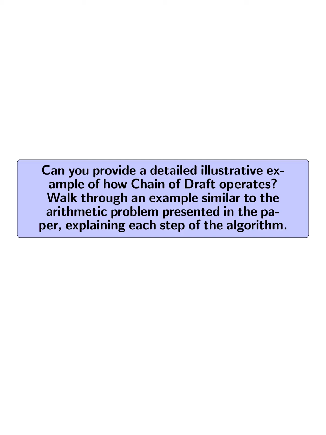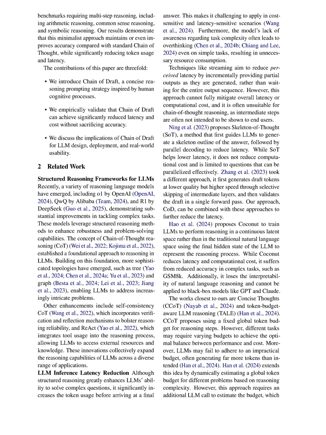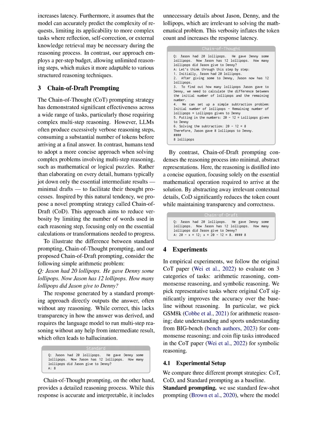Can you provide a detailed illustrative example of how chain of draft operates? Walk through an example similar to the arithmetic problem presented in the paper, explaining each step of the algorithm. To illustrate how chain of draft COD operates, consider the arithmetic problem. Jason had 20 lollipops. He gave Denny some lollipops. Now Jason has 12 lollipops. How many lollipops did Jason give to Denny?